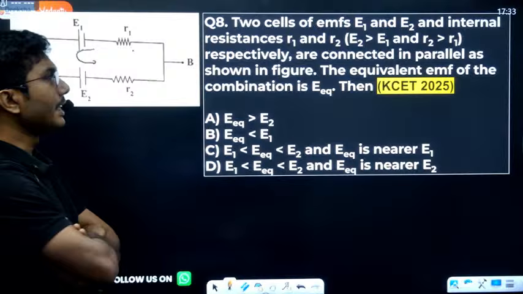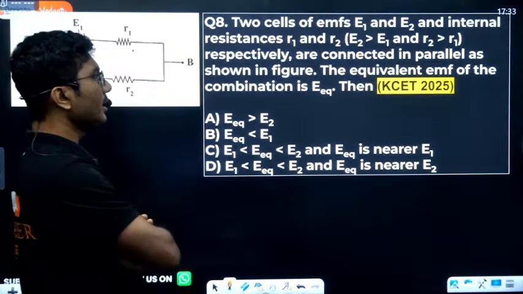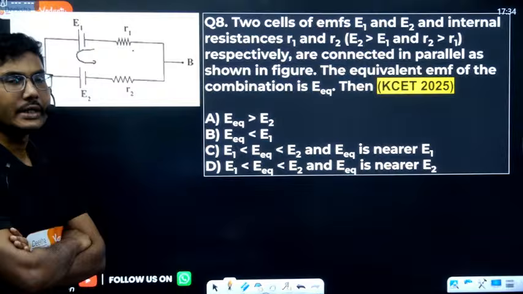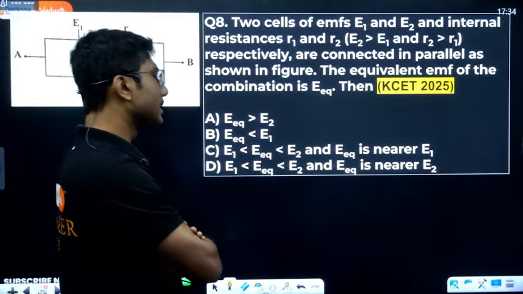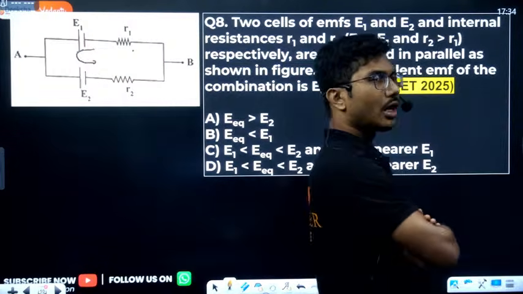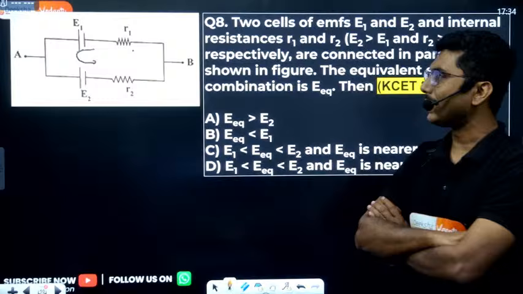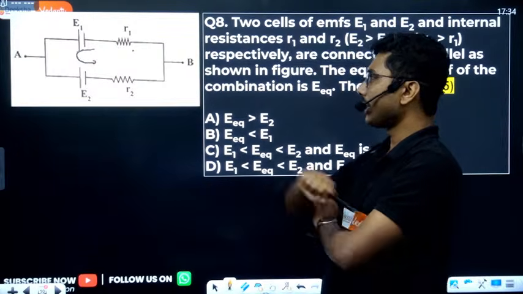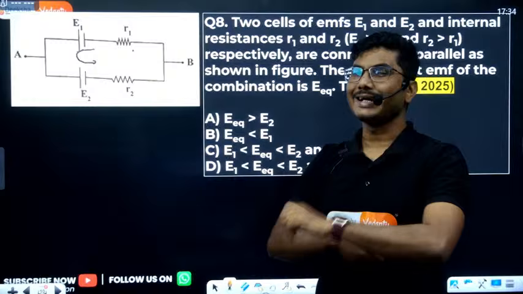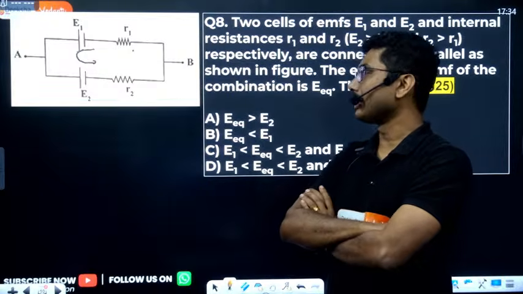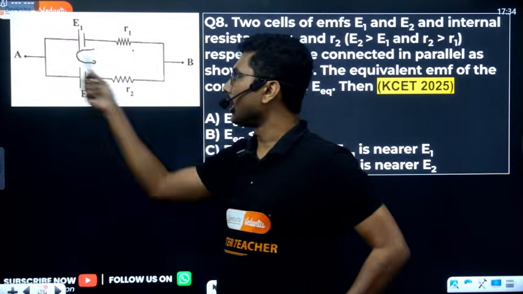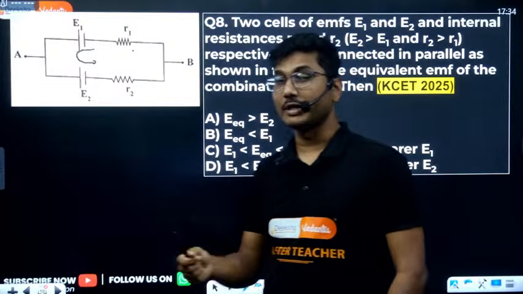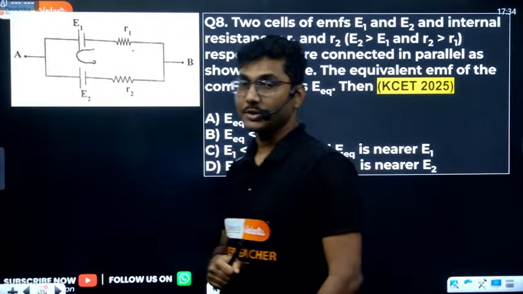The equivalent EMF of the combination is E equivalent. Then which of the following is correct? Now this is a tricky question if you don't know how to solve it, because no data or values are given. Then how to solve it? But from the diagram it appears they are connected in a parallel combination, right? A and B are the two junctions, and between these two the cells are connected. So definitely this is a parallel combination of the cells.